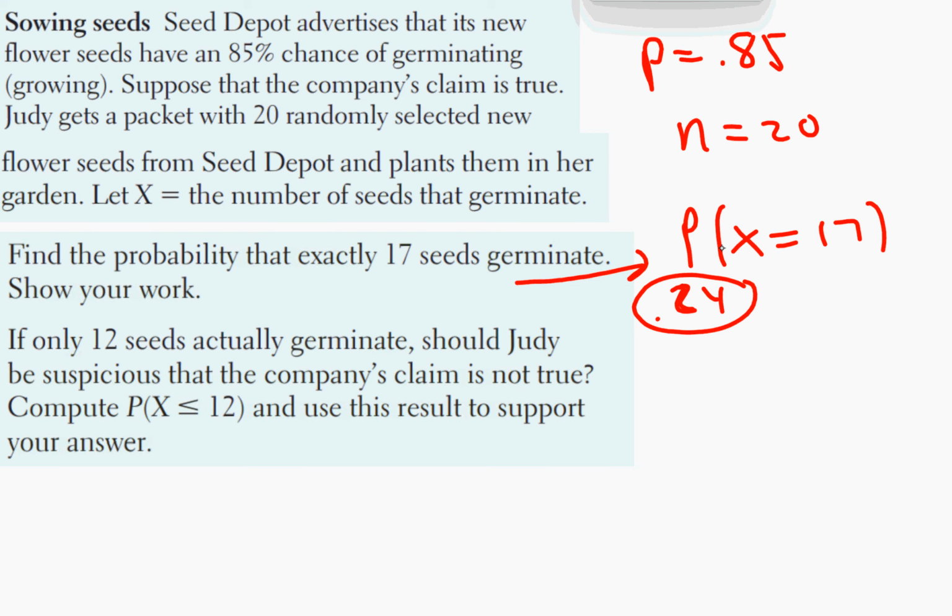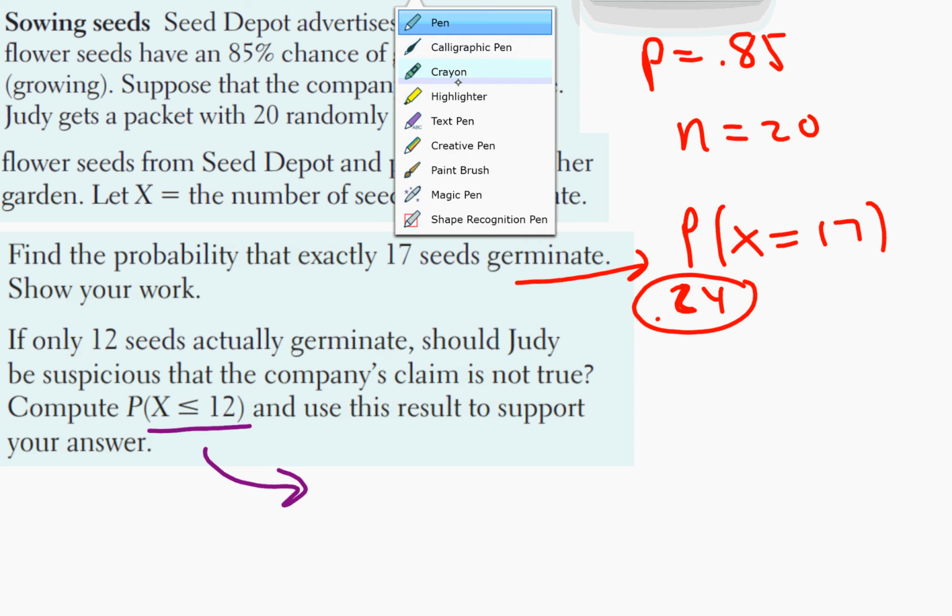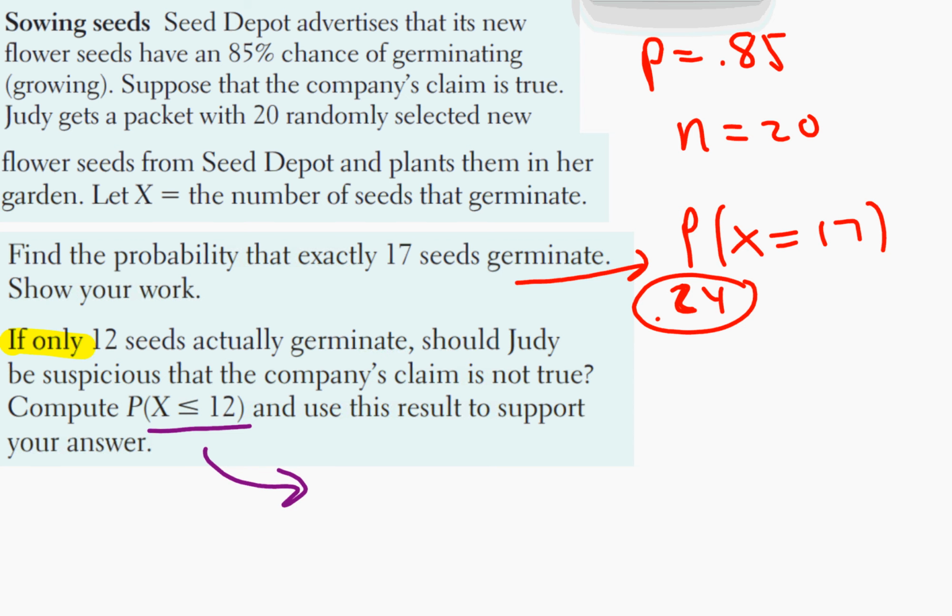The second question is really interesting. What if only 12 seeds germinated? Would you be suspicious that 85% of the company's seeds actually germinate? And they tell us to calculate this probability. So this actually turns out to be a super important question. We're combining what we just learned about binomial PDFs and CDFs with some statistical reasoning. I'm just going to highlight this just to make a big deal out of it. A question like this is super important to understand.